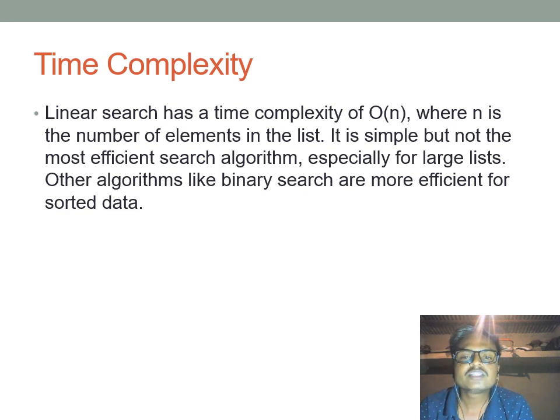Let's discuss the time complexity of the linear search algorithm. The linear search algorithm has a time complexity of O(n), where n is the number of elements in the list. It is a simple algorithm which scans each and every element of a list, and it's especially used on large lists because if you are going through each and every element, the possibility of finding the element is higher. But on the other hand, because we are going through each and every element, the time complexity increases. It's slower than other searching algorithms.